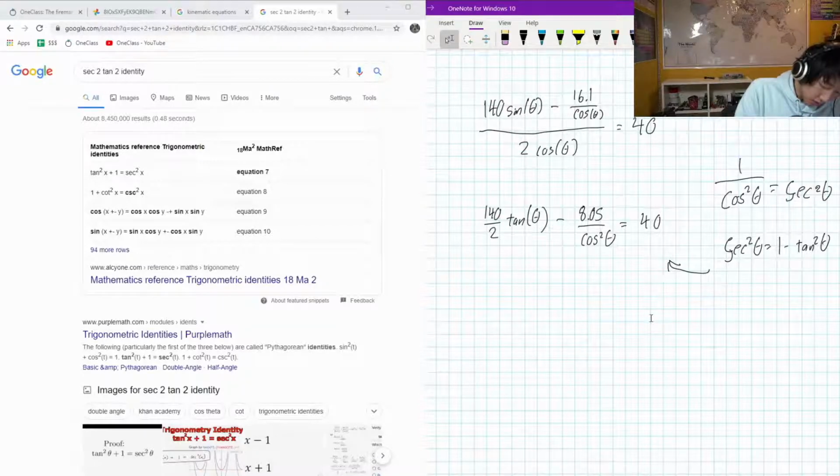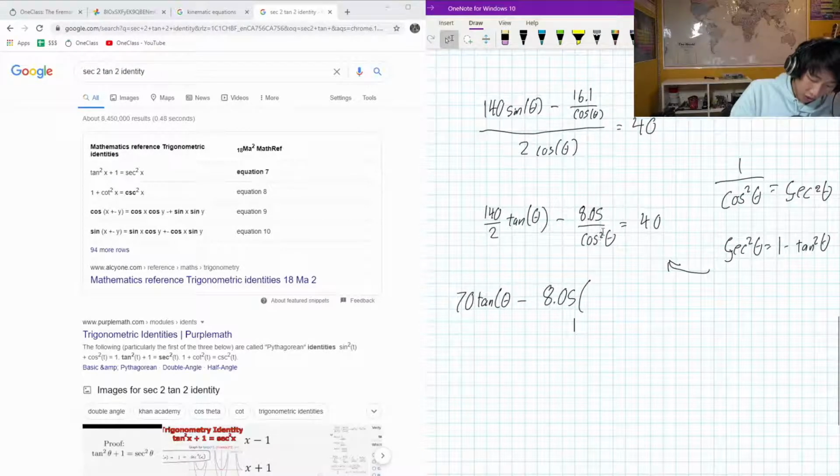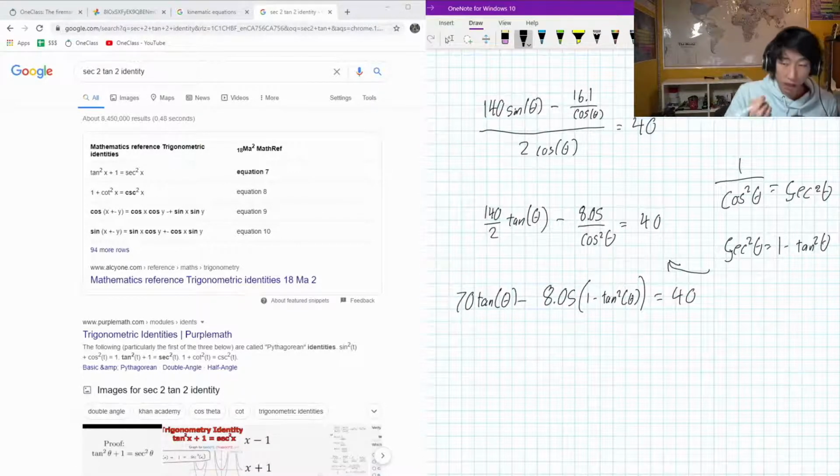140 divided by 2, that is equal to 70 times tan theta minus 8.05. And the cos squared became a secant squared when we bring it upstairs, and that's equal to 1 minus tan squared theta. Okay, and that is equal to 40. So as you can see here, we just got to expand this out, and then we're going to have a quadratic formula type of situation.